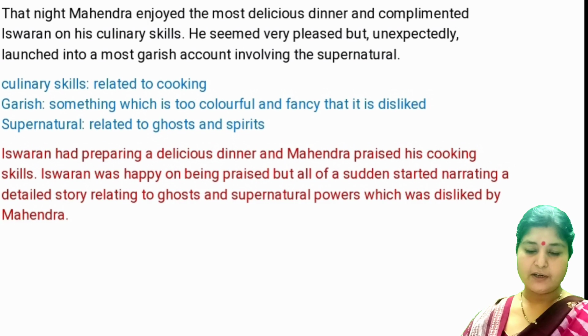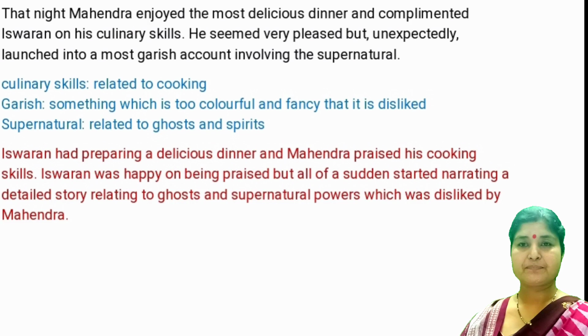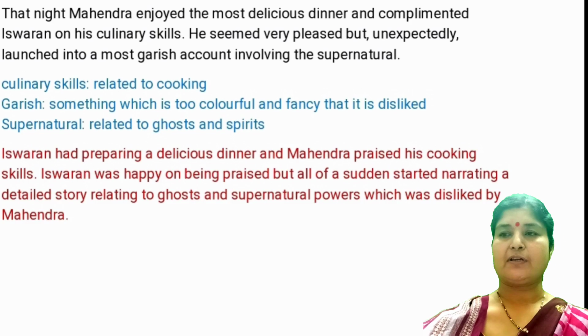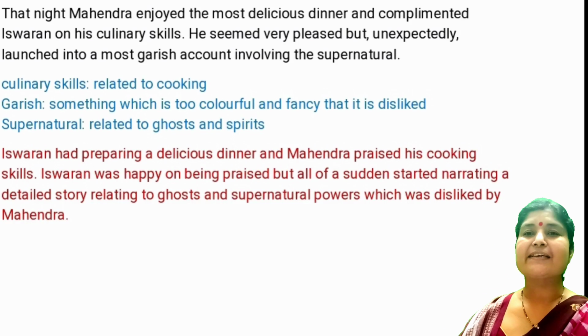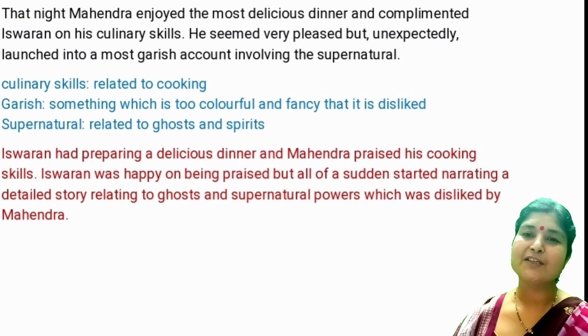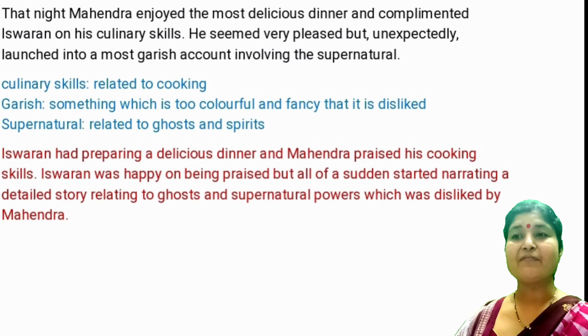That night, Mahendra enjoyed the most delicious dinner and complimented Iswaran on his culinary skills. He seemed very pleased, but unexpectedly launched into a most garish account involving the supernatural. So here we will find some difficult words like culinary skills. Culinary skills means related to cooking. Those who are good at cooking are known as having culinary skills. Garish, something which is too colorful and fancy, that is disliked also. Supernatural, related to ghosts and spirits.